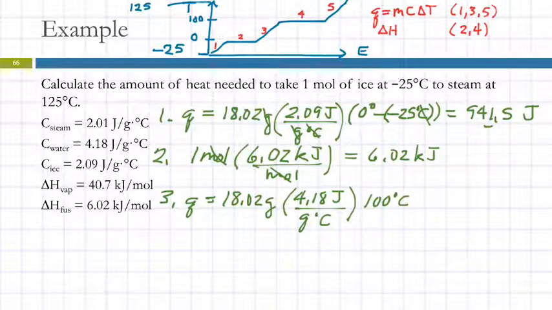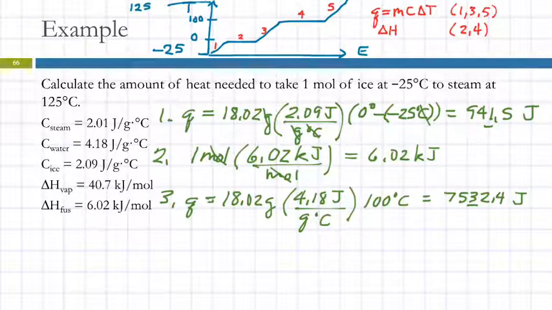So I do that one. 18.02 times 4.18 times 100 is 7,532.4 joules. And that one again would have 3 sig figs. These temperatures here, the 100 and the 0, those would be exact. The final and initial would be not exact. So I guess technically this should only have 2 sig figs.